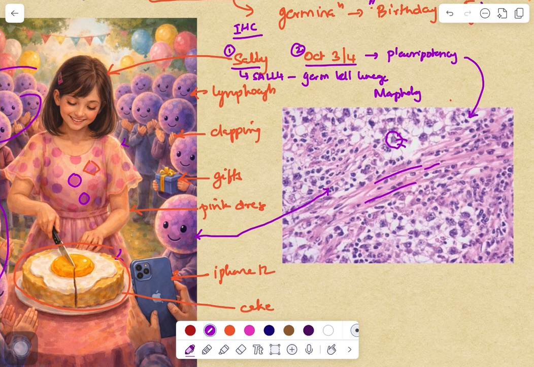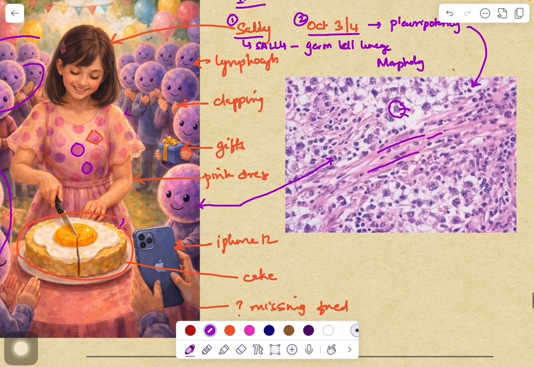Then the third is that her friends are clapping. From clapping we will remember PLAP. It is a supportive IHC marker. Positivity of PLAP supports the diagnosis of dysgerminoma. Then a few of them have got gifts, and these gifts will help us remember that CD117 or C-kit positivity is seen in dysgerminoma.